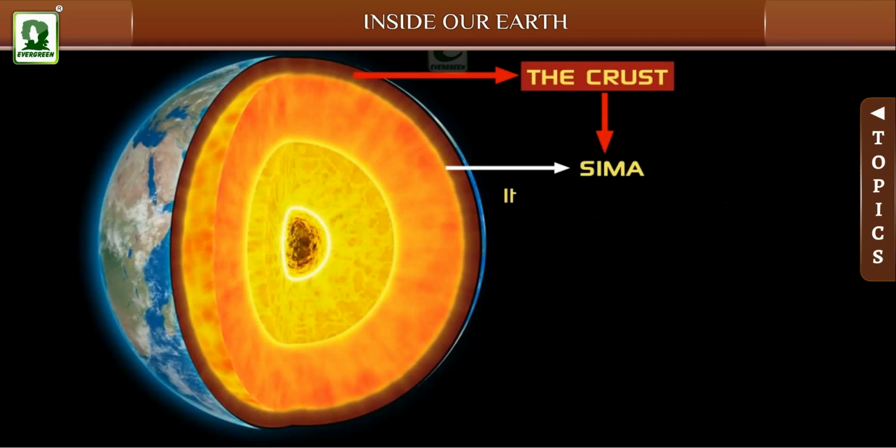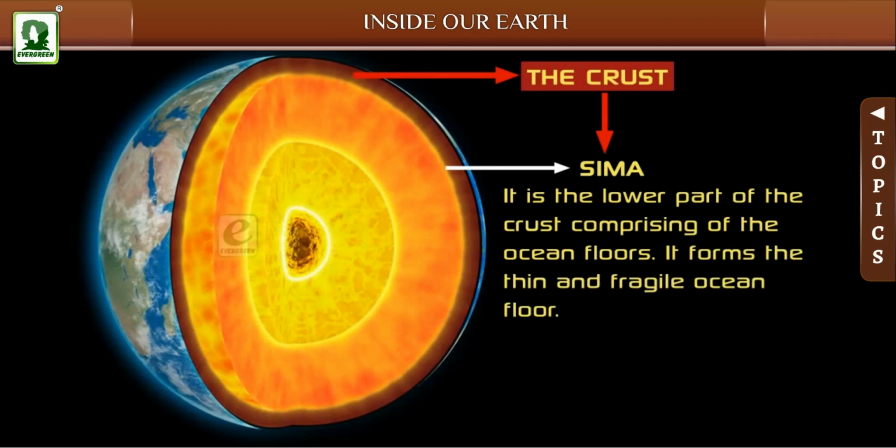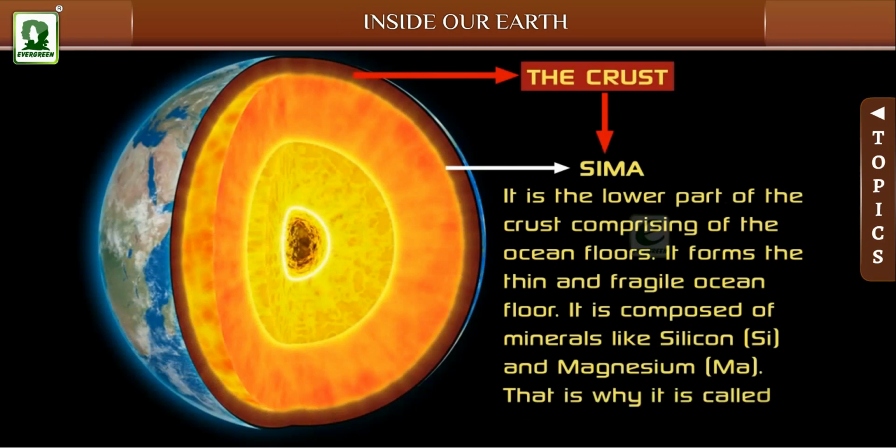Sima. It is the lower part of the crust comprising of the ocean floors. It forms the thin and fragile ocean floor. It is composed of minerals like silicon, Si, and magnesium, Mg. That is why it's called sima.